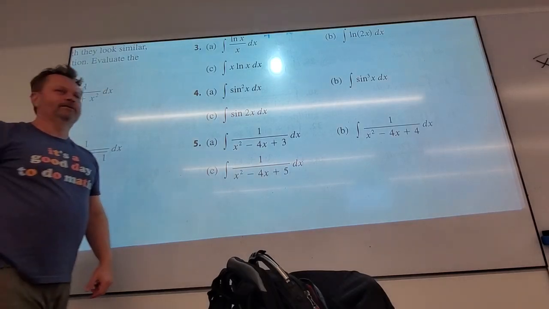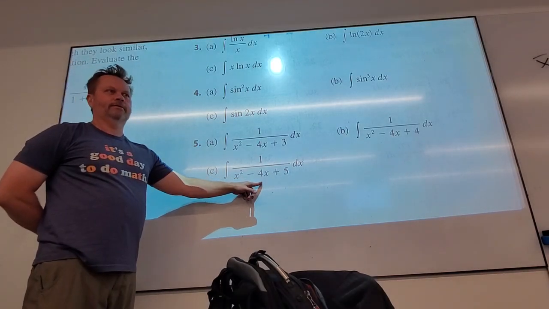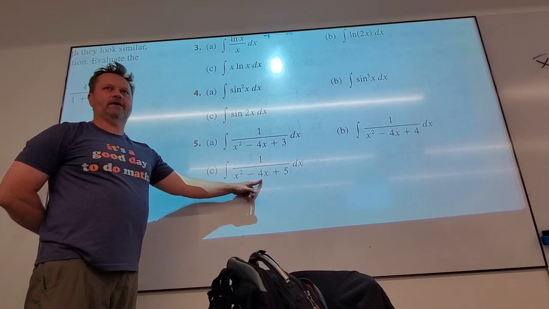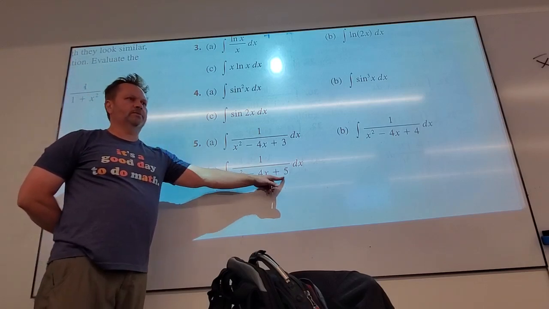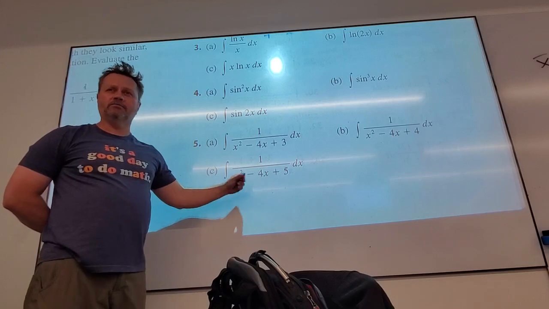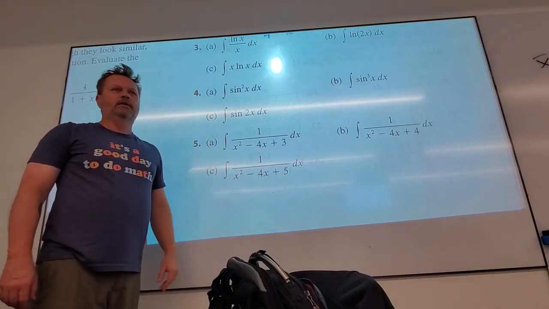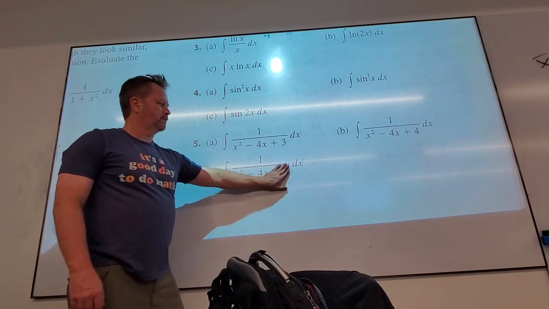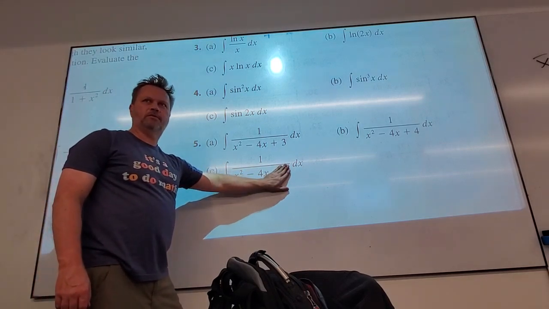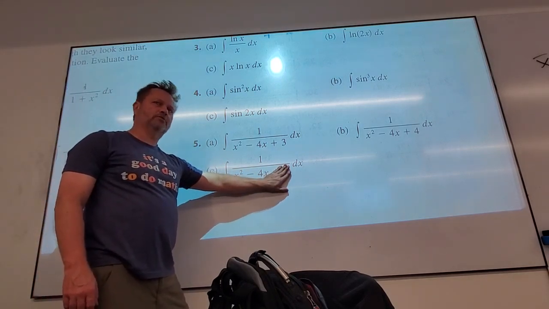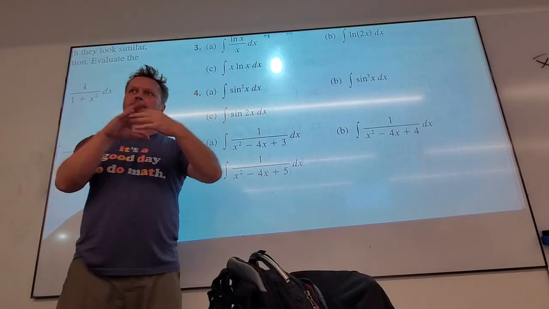Can't factor. No, wait, no. You can't factor this, can you? Two positive numbers that multiply to 5 and add to -4? Or two negative numbers that multiply to 5 and add to -4? No, nope. Do you remember what you have to do there? Don't you have to complete the square? So it still is partial fraction decomposition. It's just got a little extra work.